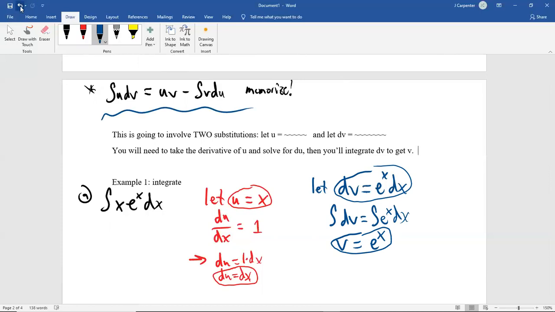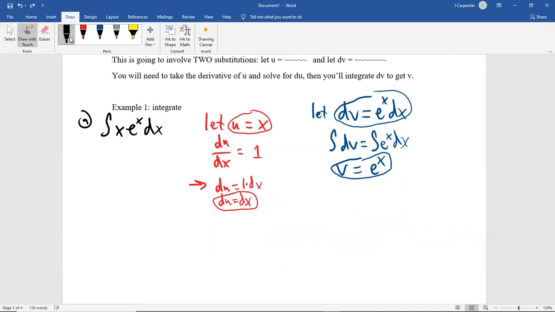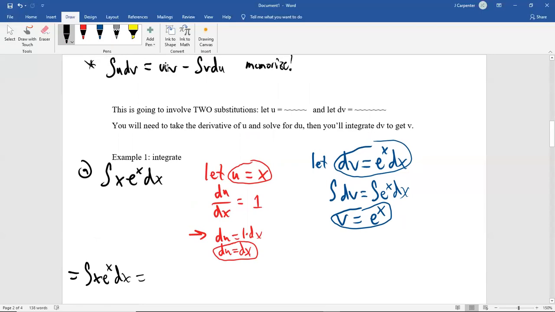Now we're not plugging anything into the left side. The left side, the x was the u, the e to the x dx was the dv. So this is the integral of x e to the x dx. That should now be equal to formula. U times v. Here's your u, here's your v. Multiply them. But don't write u and v, write the things in terms of x's. So x times e to the x.